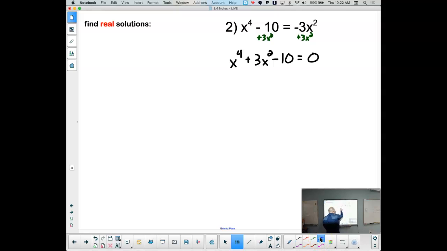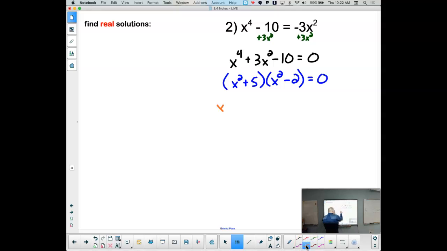Factor it. So this can be factored to x squared plus 5 and x squared minus 2 equals 0. Because then I get 5x squared off of these two, and I get negative 2x squared off those two, which together gives me 3x squared in the middle, which I need. Neither one of those is a perfect square minus a perfect square, so we're technically done with the factoring there.